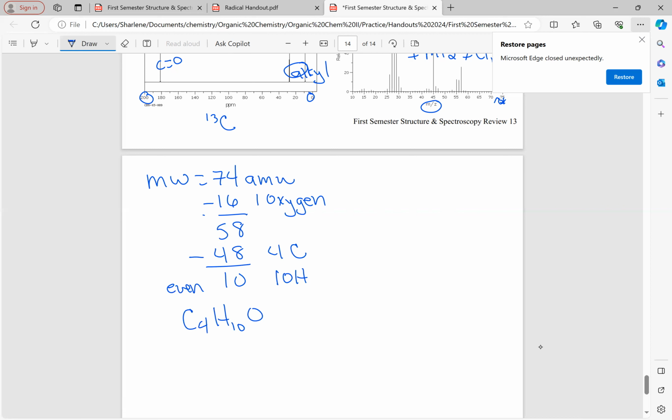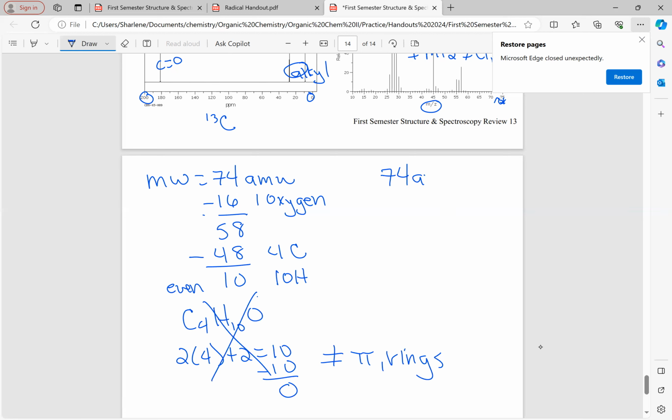So let's check our units of unsaturation. 2 times 4 plus 2 is equal to 10 minus 10 is 0. So that would mean there are no pis and no rings. But if we have already looked at the spectra, we know that there's a carbonyl. So that cannot be our formula. So we go back. And oh yeah, carboxylic acids have 2 oxygens.